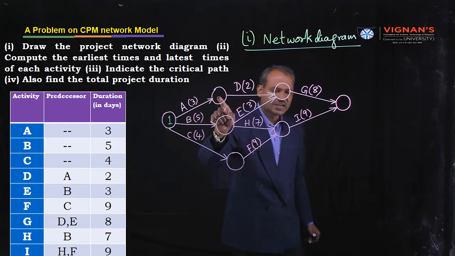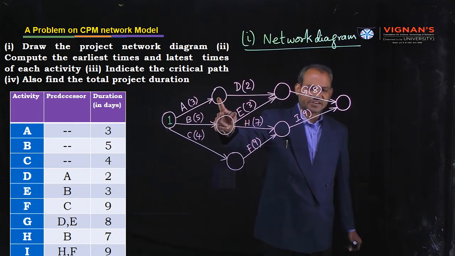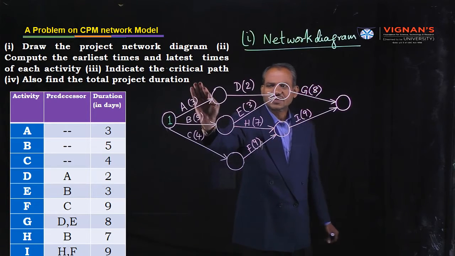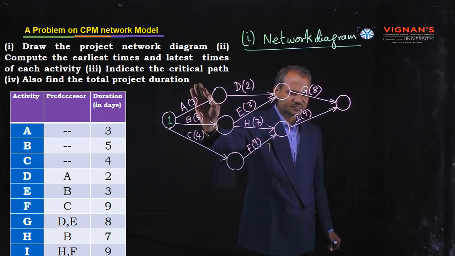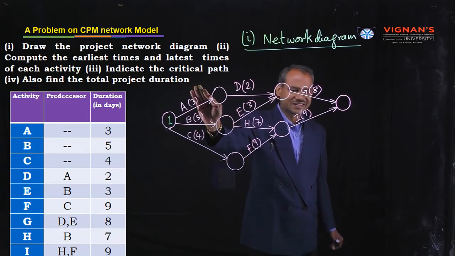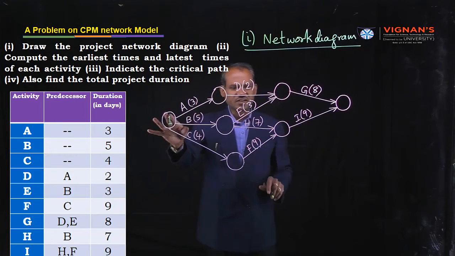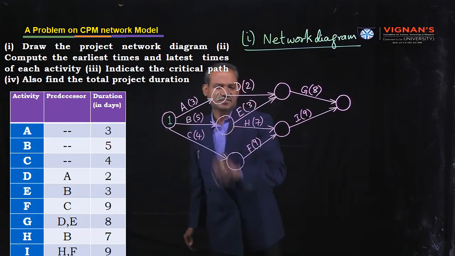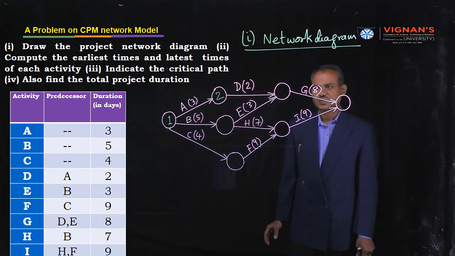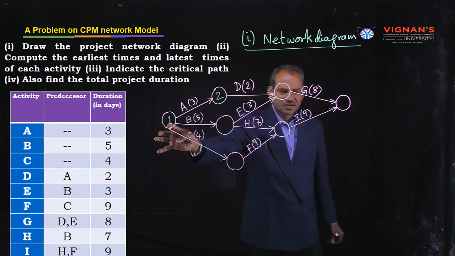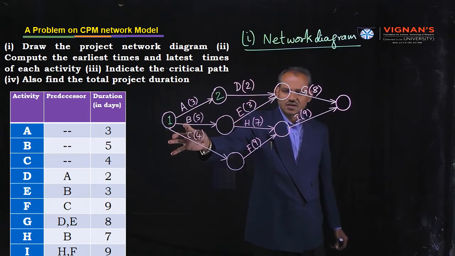Then it will create a new initial event. Ignore first activity A. If we ignore this activity A, this event is treated as the initial event. Then give the next number. 1 is already assigned, so give number 2. Next, from event number 1, another arrow is coming.